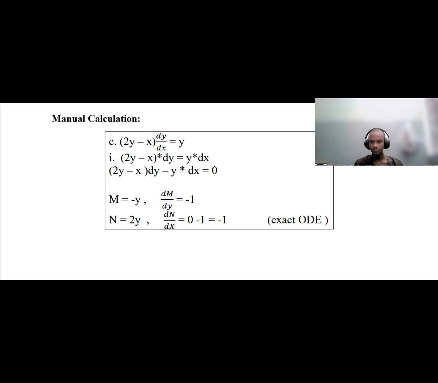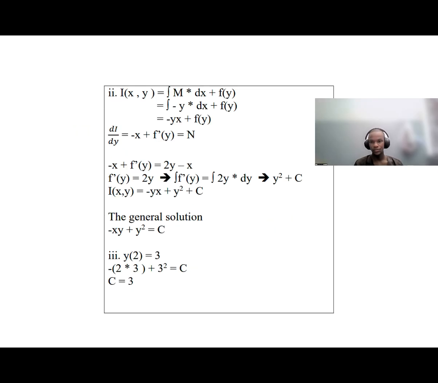To verify it's exact, we need to check if partial M over partial y equals partial N over partial x. Partial M over partial y equals -1 and partial N over partial x equals -1. Since they're equal, this is indeed an exact differential equation. Now we need to find the solution function I(x,y), starting with the integral of M with respect to x. I equals the integral of -y dx plus f(y), which gives us I equals -xy plus f(y).